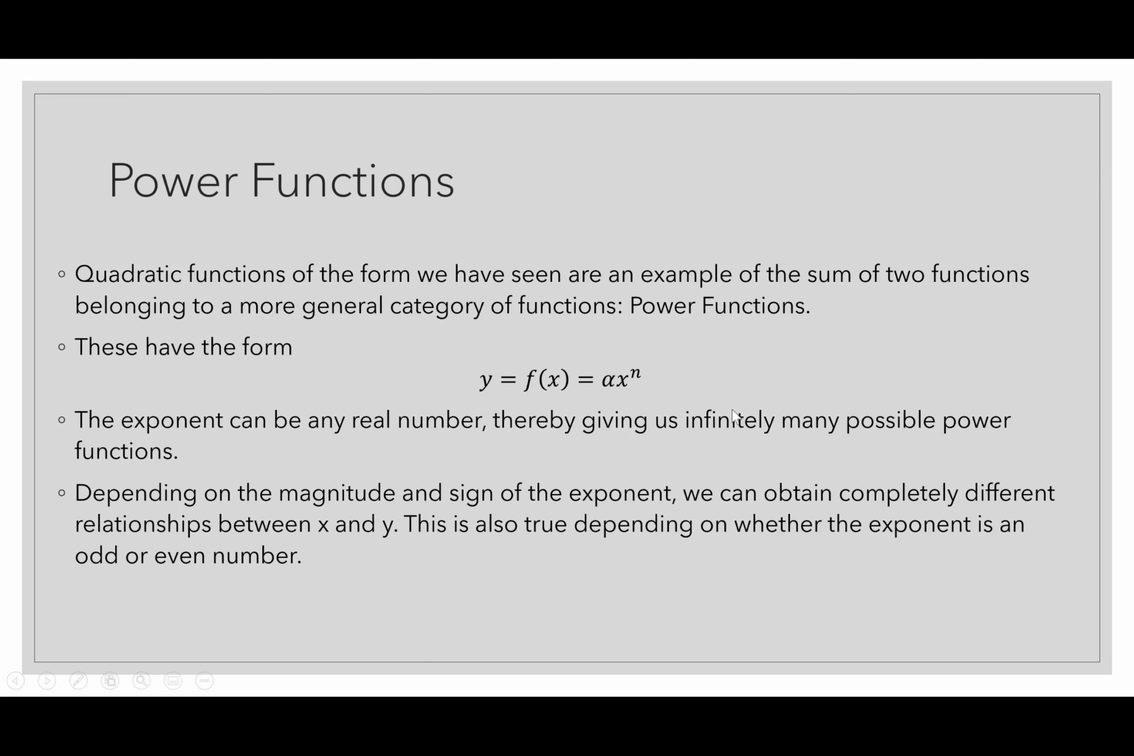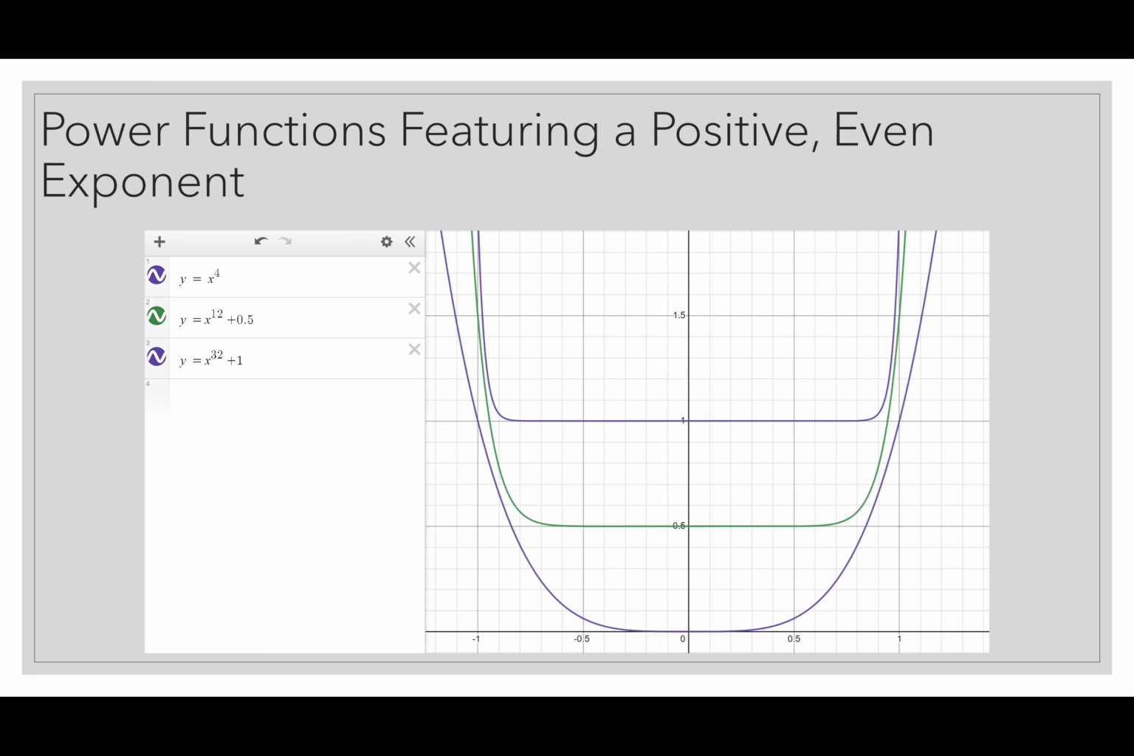Now, as we're going to see in the next slides, if you add more terms with different powers to these power functions, then you're going to have polynomial functions, of which the quadratic function is an example. And by allowing n to be any number on the real line, we are going to obtain different shapes, different relationships between x and y. It's interesting to see how these relationships change as you change the n. So we're going to start with power functions that feature a positive even exponent. So n is a positive number and it is even, and it is a real number.